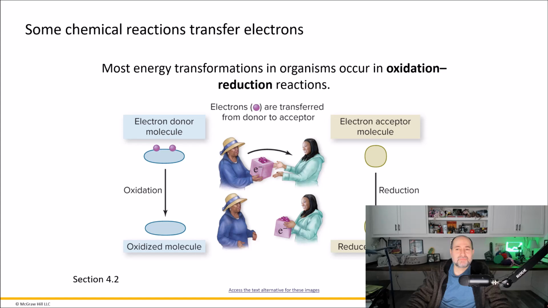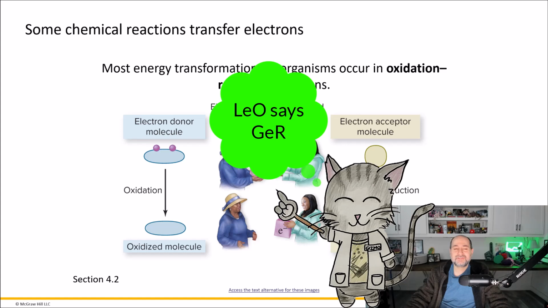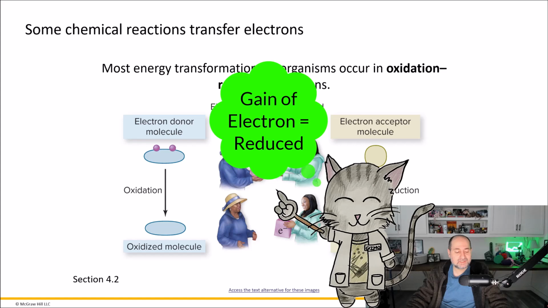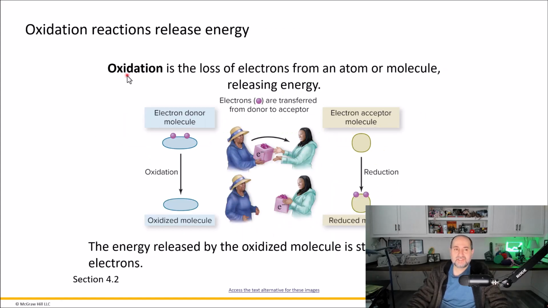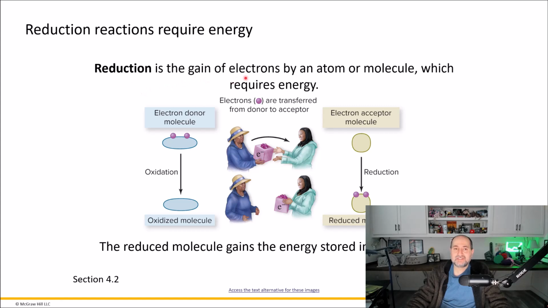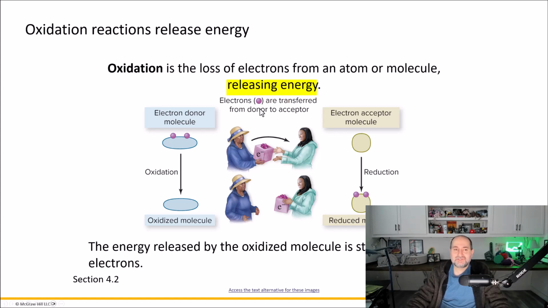Also, do you remember oxidation and reduction? Remember LEO says GER, right? Loss of electron means oxidized, gain of electron means reduced. And I want you to remember for the exam that not only does oxidation mean loss of an electron, but that usually releases energy. And you should remember that reduction means the gain of an electron, and this is usually associated with requiring energy. Reduction requires energy, while oxidation releases energy. So keep those facts straight.